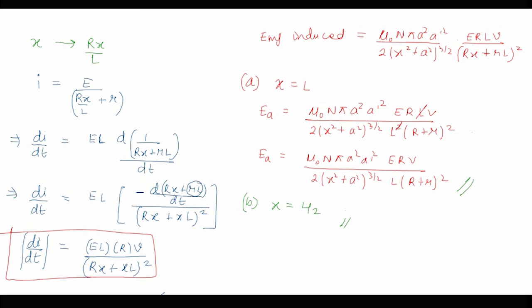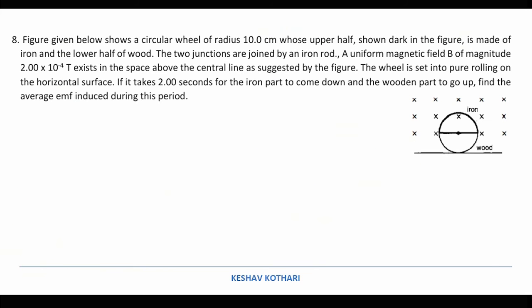Let us move to the next one. The figure given below shows a circular wheel of radius 10 cm whose upper half, shown in dark in the figure, is made of iron and the lower half of wood. The two junctions are joined by an iron rod. A uniform magnetic field of magnitude 2 into 10 to the power minus 4 Tesla exists in the space above the central line, as suggested by the figure. The wheel is set into pure rolling on the horizontal surface. If it takes 2 seconds for the iron part to come down and the wooden part to go up, find the average EMF induced during this process.